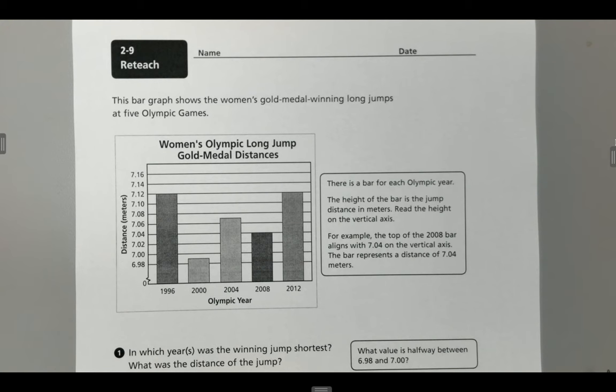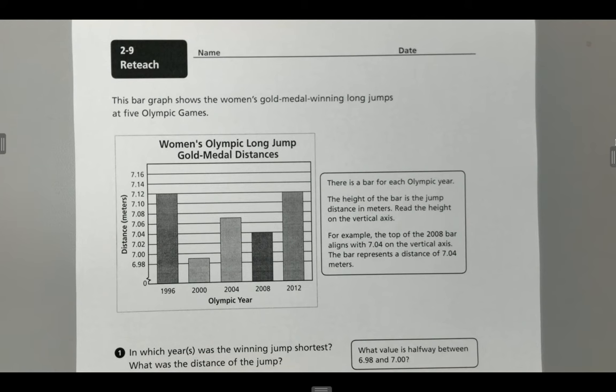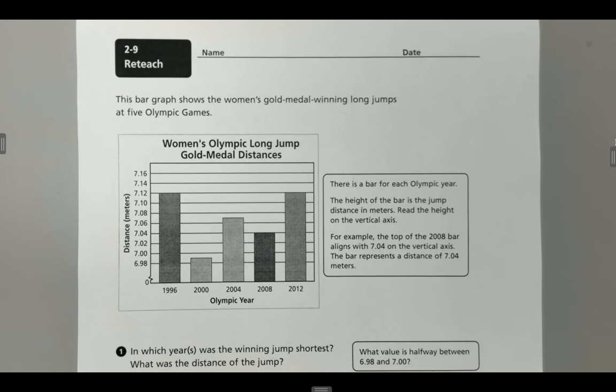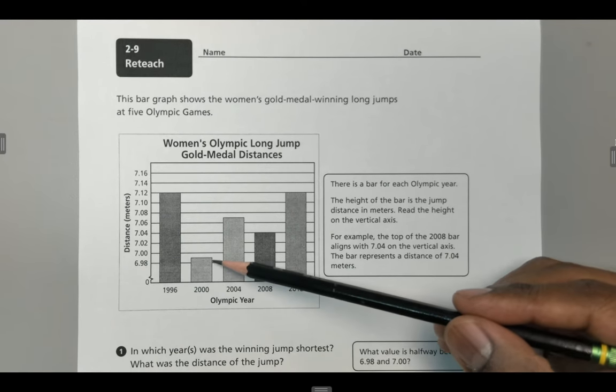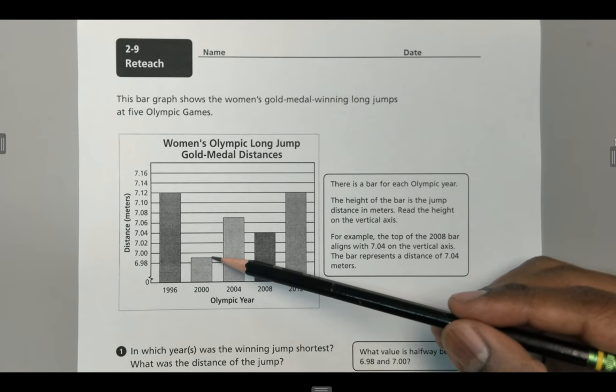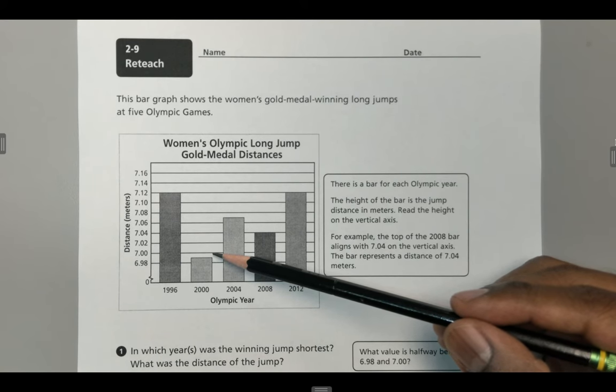Question 1. In which years was the winning jump shortest? What was the distance of the jump? Well, visually looking at the bar graph, we can see that the year 2000 appears to have the shortest gold medal jump, and the distance of that jump appears to be smack in the middle of 6.98 and 7.